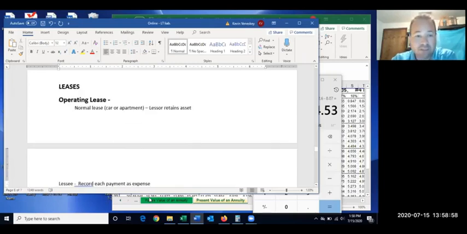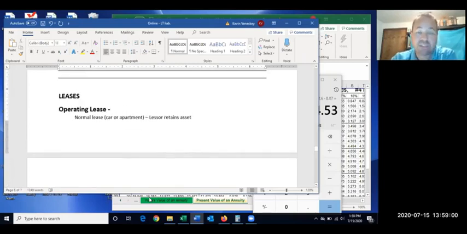The last part of this I wanted to touch base on was leases. The difference between an operating lease and a capital lease, because with leases, you have something and then you have to pay for its use. Think of it just as renting your apartment. It's not your apartment, you're leasing it. So you're constantly having to pay payments.